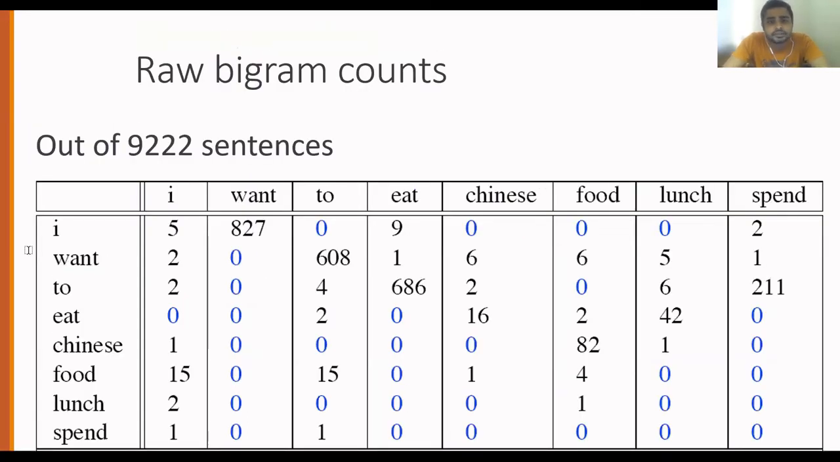So this figure shows the bigram counts for a piece of the bigram grammar from the Berkeley Restaurant Project. Note that the majority of the values are 0. In fact, we have chosen the sample words to cohere with each other. A matrix selected from a random set of 7 words would be even more sparse.